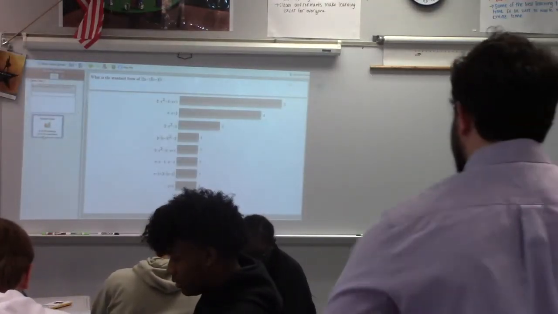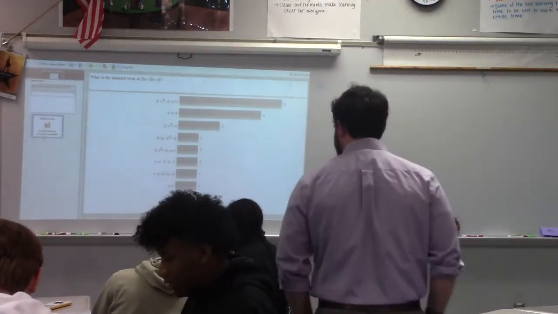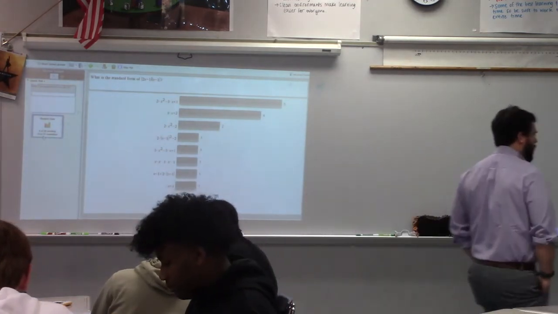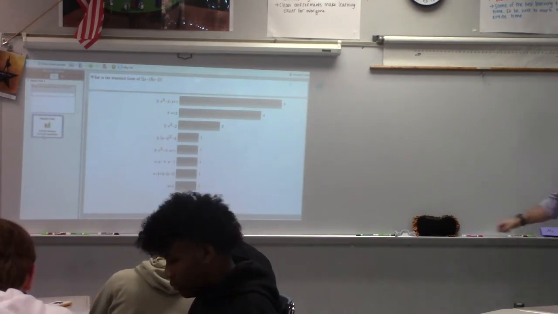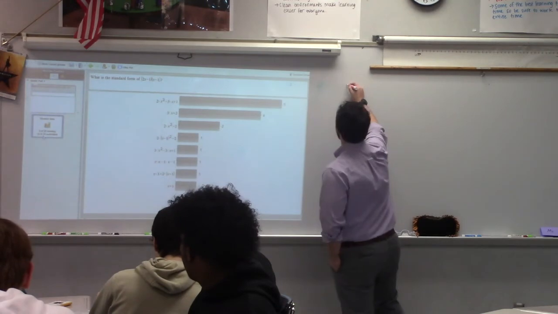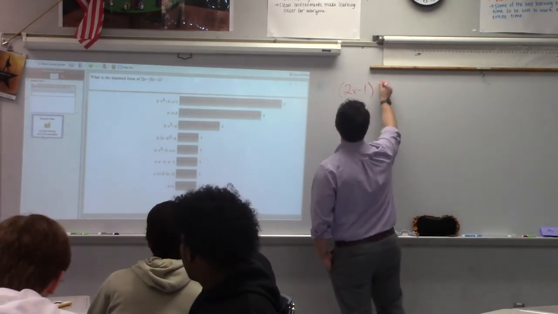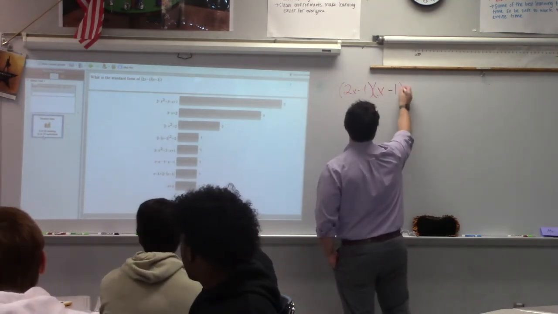So, it seems like some of us are a little stuck on getting this standard form. Remember, I just need an idea. It doesn't have to necessarily be the right one. I'm going to write this problem up here first before I stop the poll. We have (2x - 1)(x - 1).